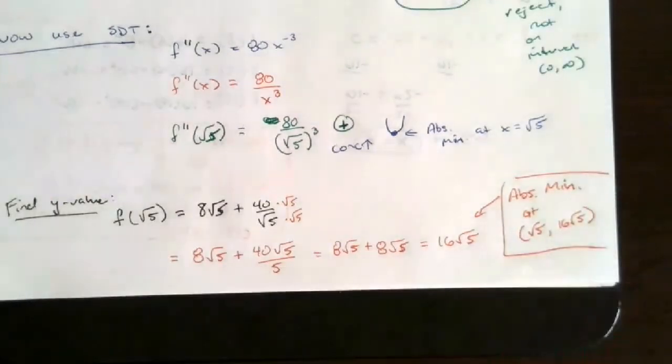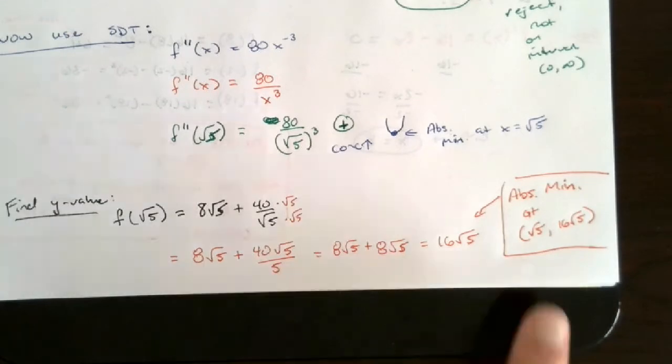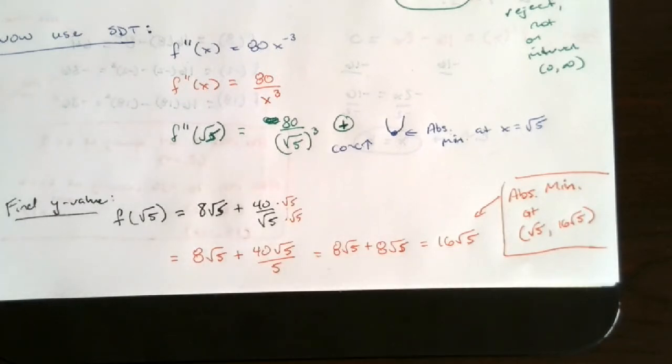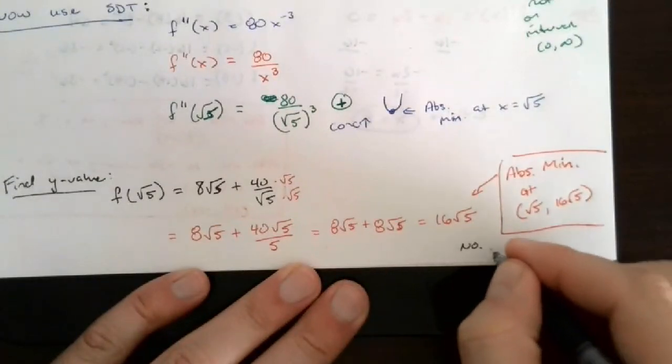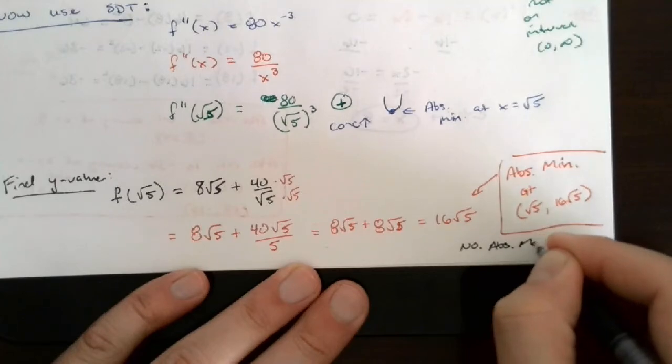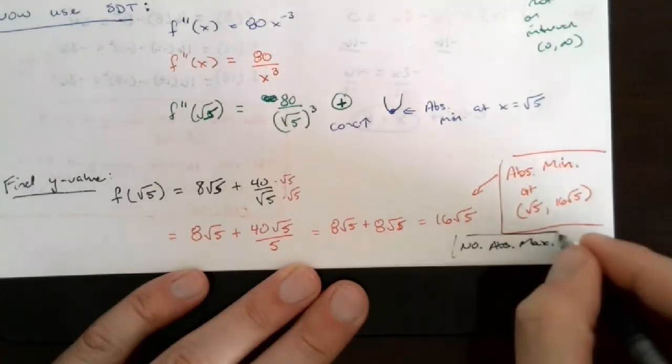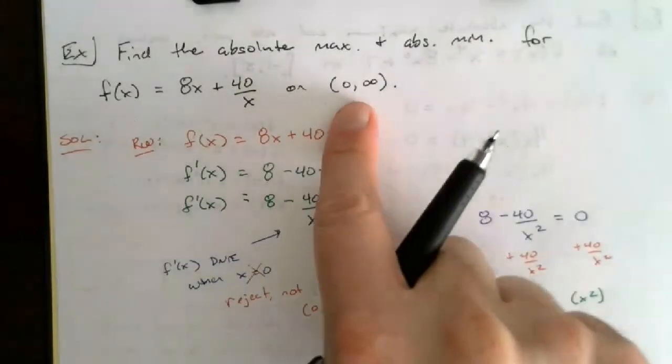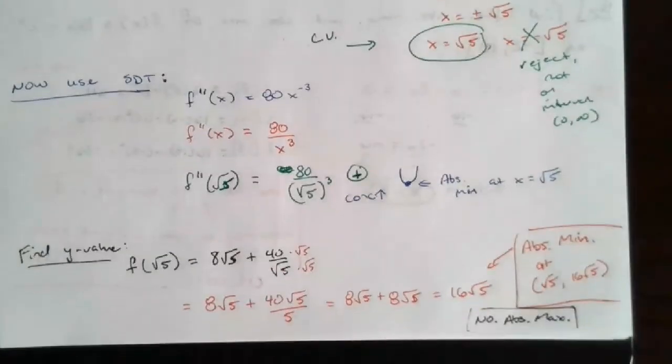Right? So it's okay to have irrational values. That's the absolute min. What about the absolute max? Well, there isn't an absolute maximum here. We should acknowledge that too, right? So no absolute max. Because the one critical value we had is an absolute min, there are no endpoints to substitute in because this is an open interval. You can't substitute in that 0 or that infinity. So there's no absolute max.